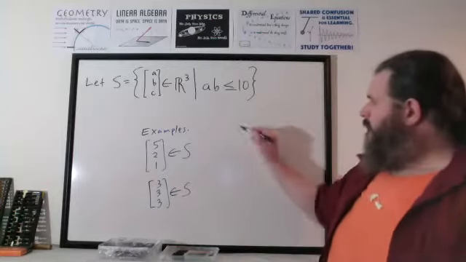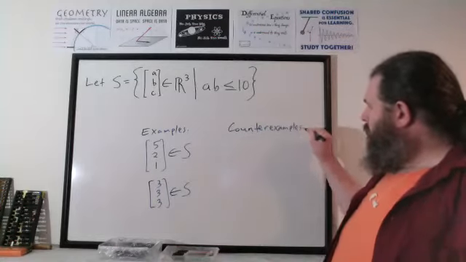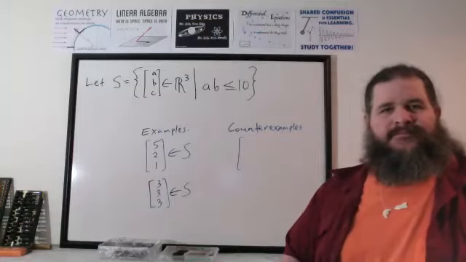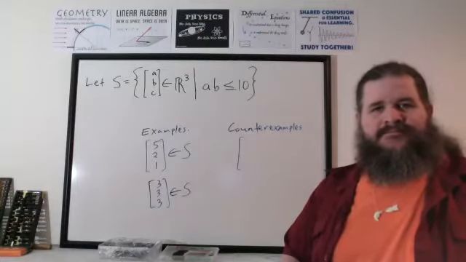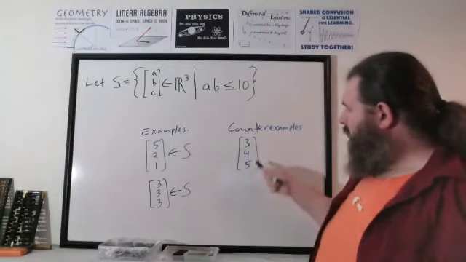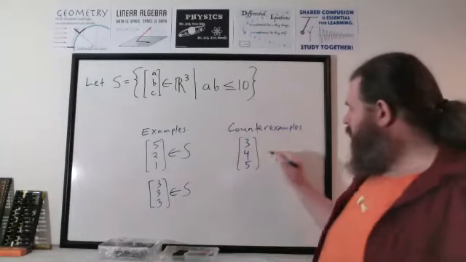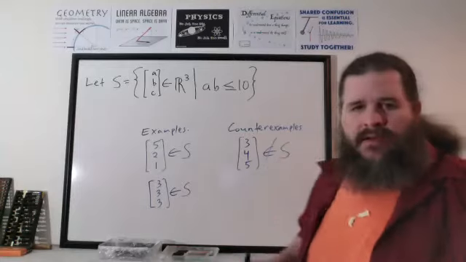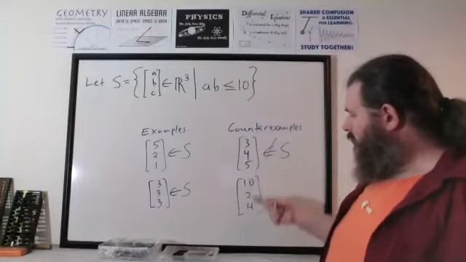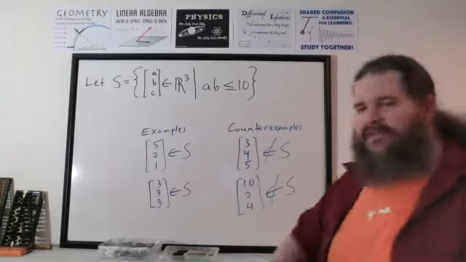What would be some examples of vectors that are not members of set S? 3, 4, 5. Yeah, 3, 4, 5. Again, checking the first and second coordinates, their product is 12, which is not less than or equal to 10. So this is not a member of set S. And yeah, 10, 2, 4 would be another counterexample. Here's a vector whose top two coordinates have a product that is not less than or equal to 10. So this is not a member of set S.